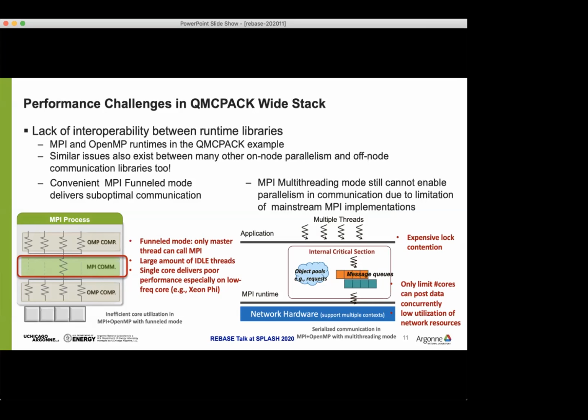On HPC systems, we usually have multi-port support for the network part. So basically, you can have multiple cores concurrently issue the data through the network adapters, and they all get handled by the network in parallel. But in this picture, we can see that we actually cannot do that at the application level, because they are all serialized by the MPI runtime.